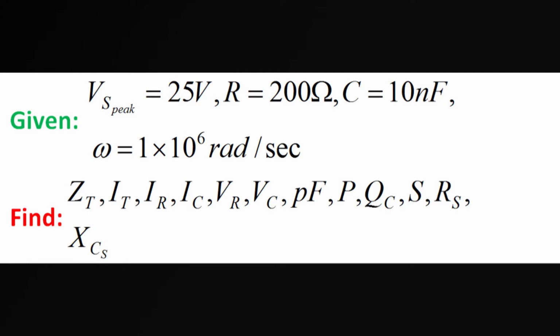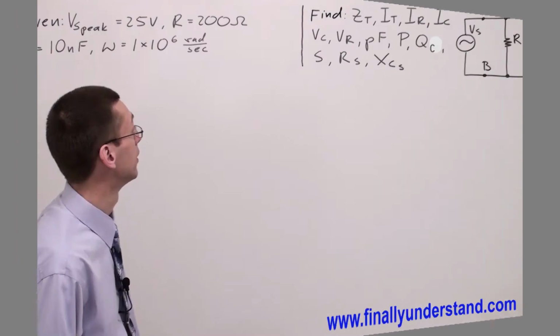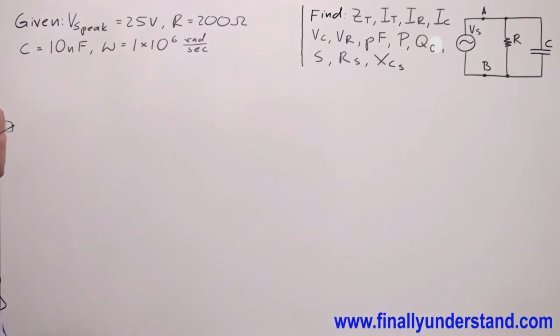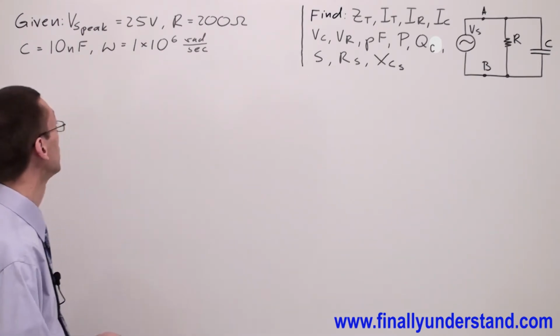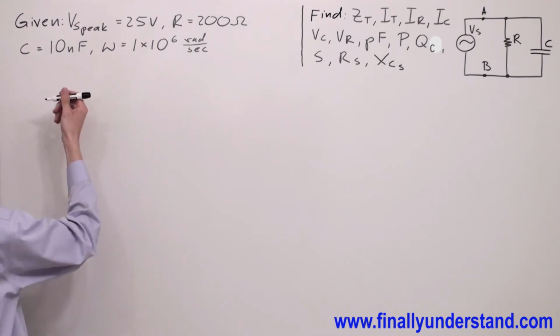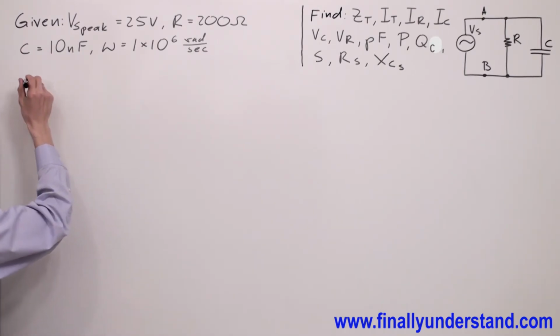We have another example on the board. First, we have to find Z total. In order to find Z total, I'm supposed to find first the capacitive reactance. Please notice that we have given omega and we have given capacitance, so we can very easily find capacitive reactance.